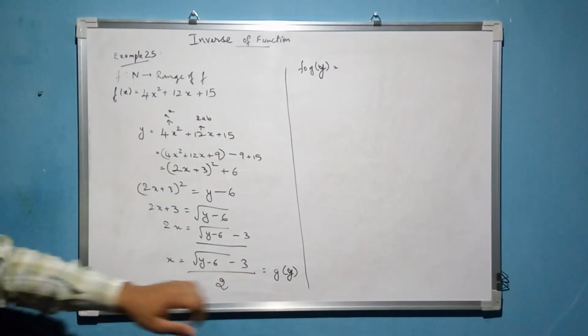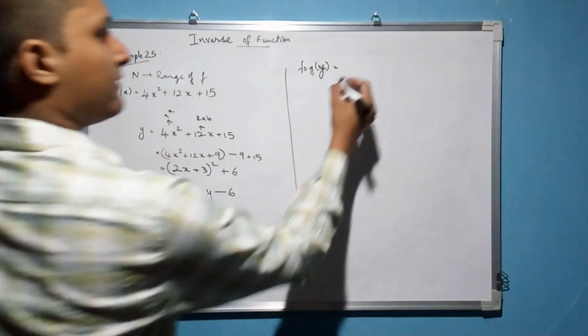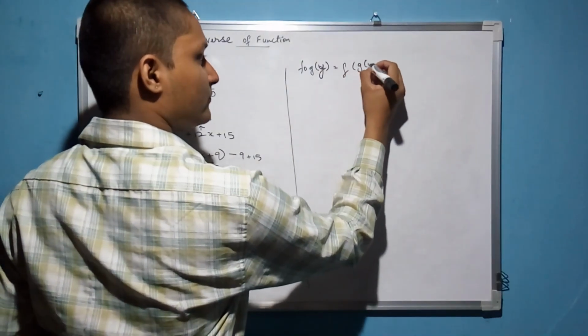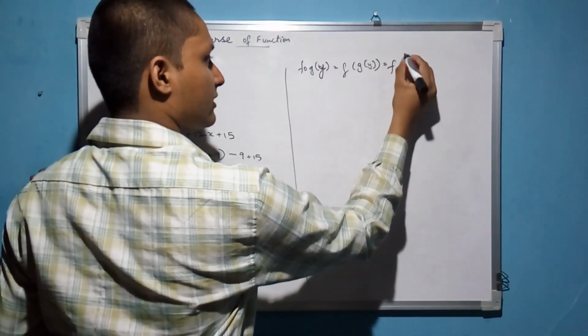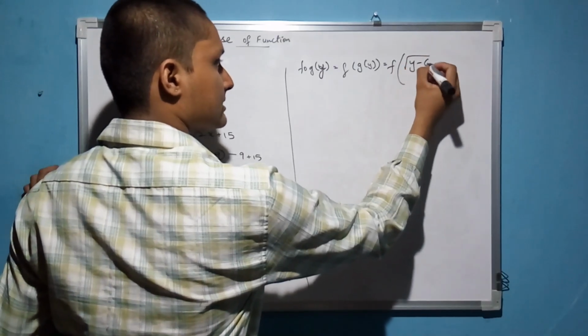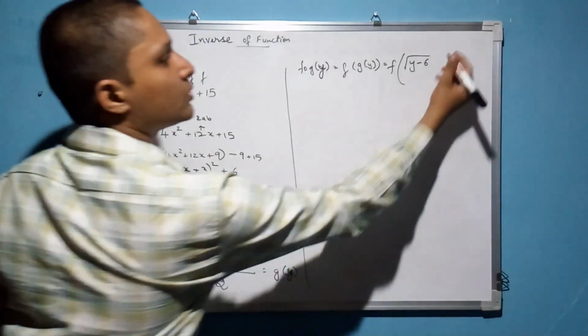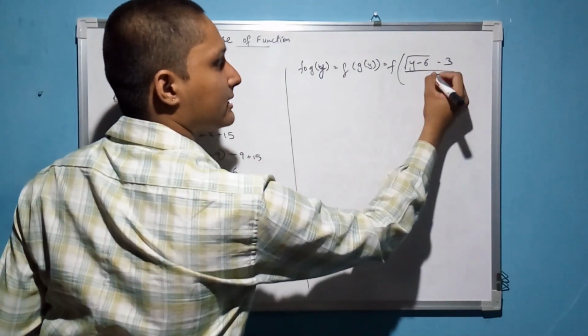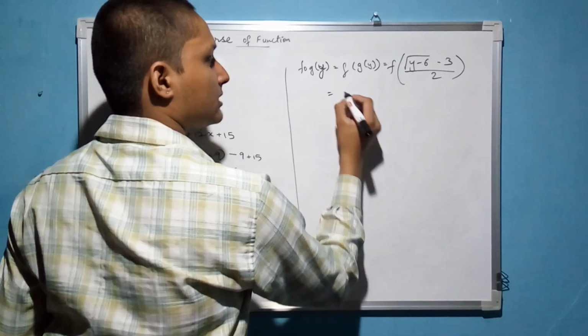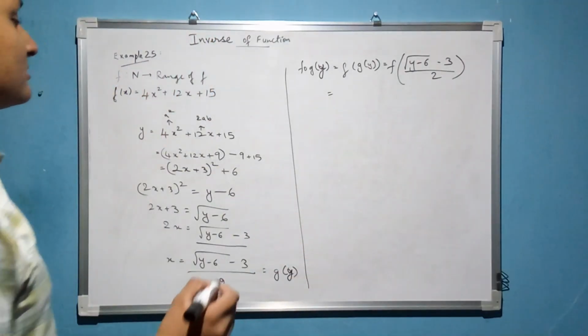So what are you going to get here? g of y, f of g of y. In place of g of y, I'm going to substitute f of root of y minus 6 minus 3 by 2. Minus 3 by 2. So now again I'm going to substitute this here.